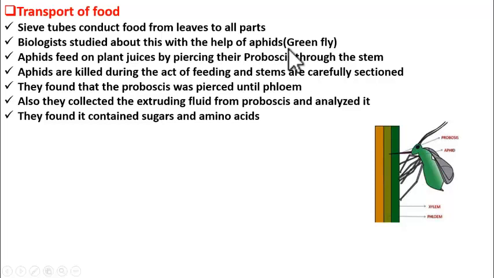What are aphids? Aphids are a type of insects which are green in color. See here, this is the aphid. These aphids feed on plant juices by piercing their proboscis. Proboscis is a mouth part which is sharp, needle-like. By piercing the proboscis through the stem, they suck the plant juices. Now, these aphids were killed during the act of feeding and the stem was sectioned.